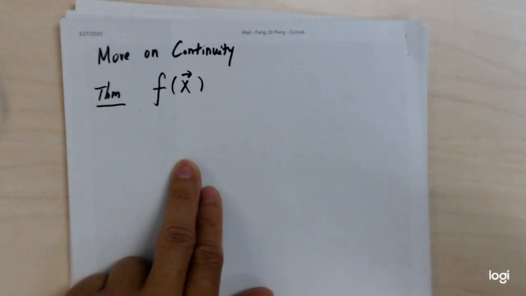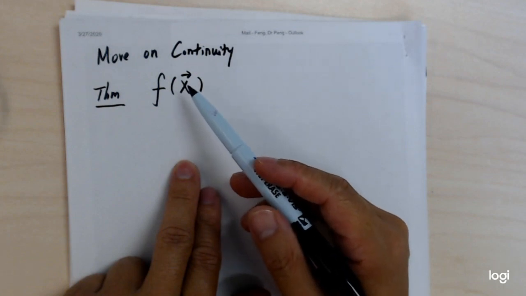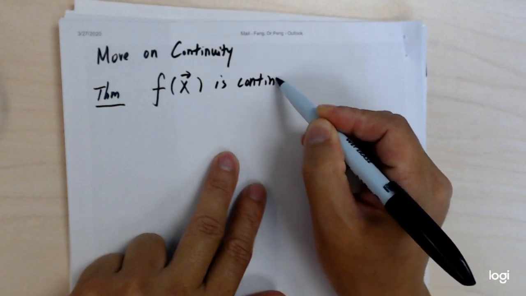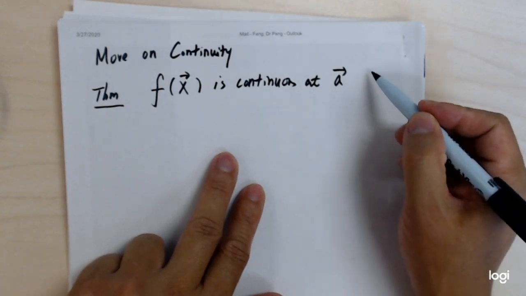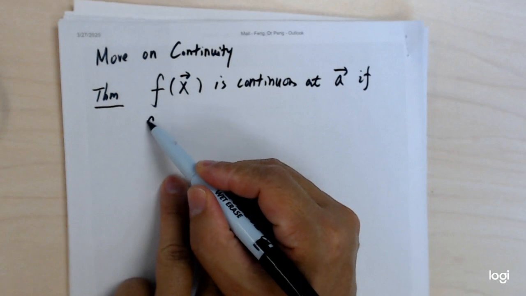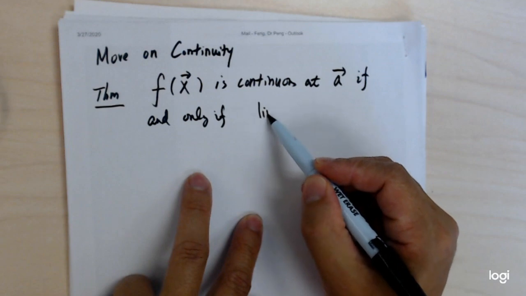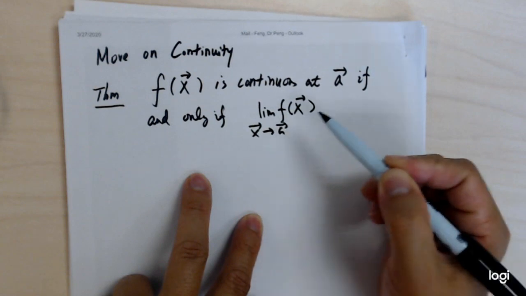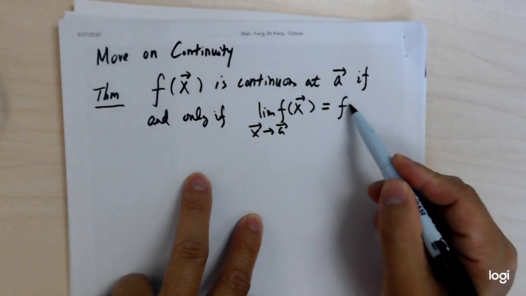Here, obviously, in this textbook or in this course we focus on two variables, but generally we can say, hey, this function has several variables. It is continuous at a point denoted by a bar if and only if somehow you can calculate the limit of this function as x approaches a, and that turns out to be f of a.